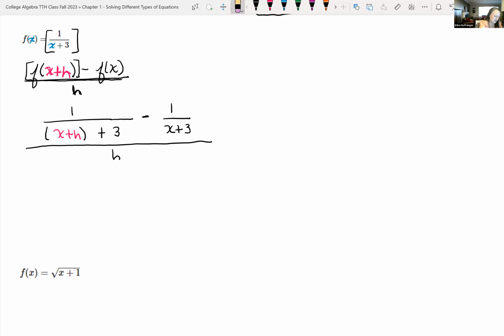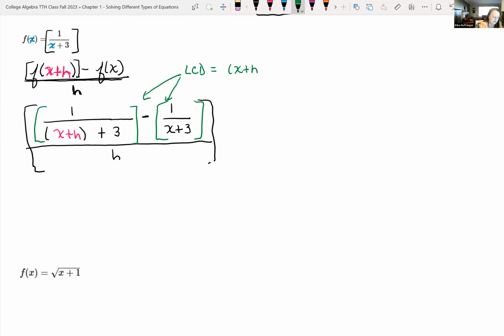So what you want to do is figure out what is the least common denominator, or what is a common denominator. It doesn't have to be least, but least is the easiest, of the fractions within the fraction. So I have 2 fractions within this main fraction. And so if I'm finding the LCD of these 2 fractions, this would be this x plus h plus 3, all times this denominator here, x plus 3.